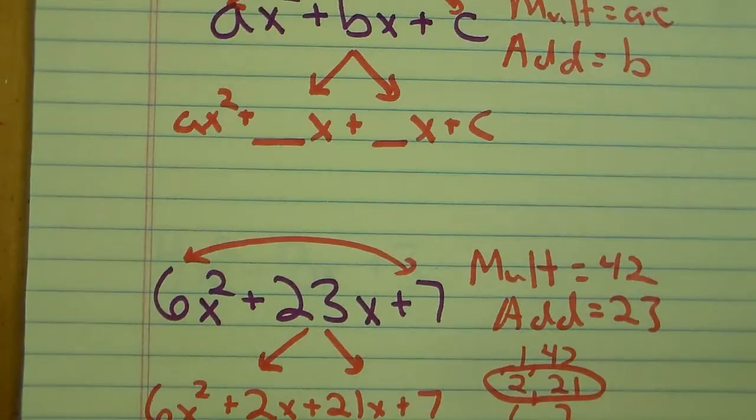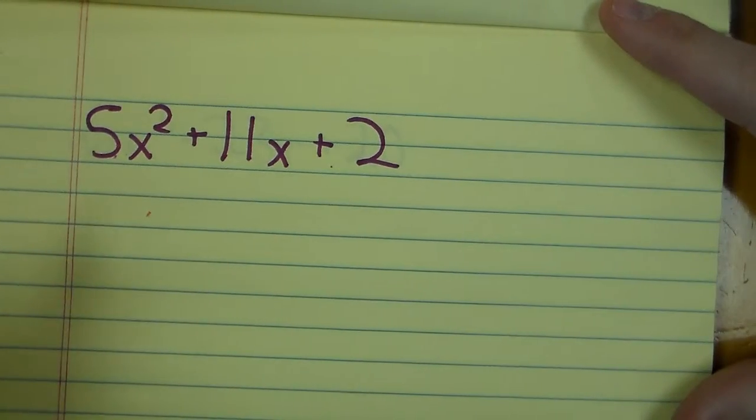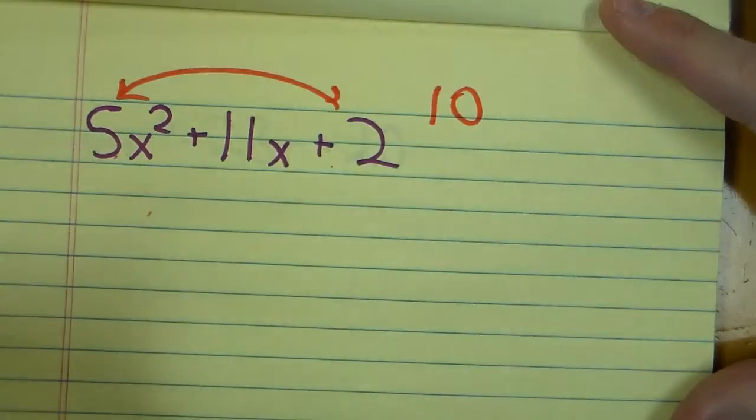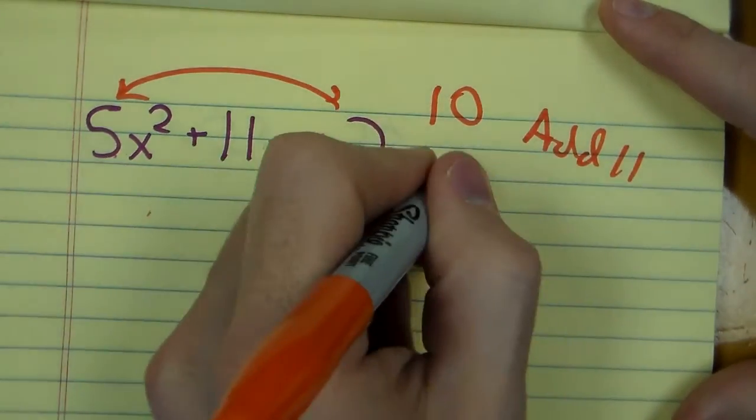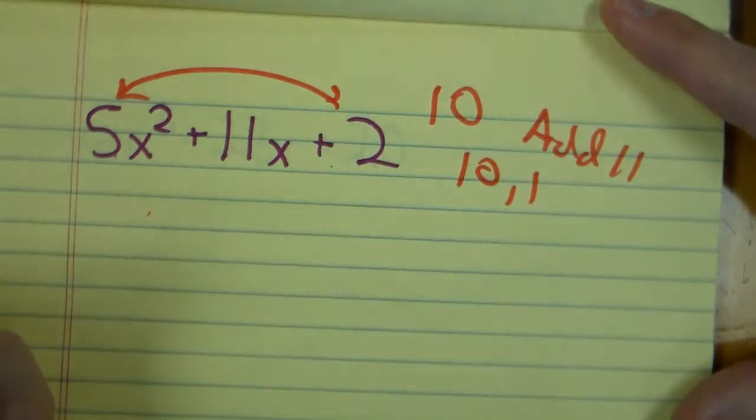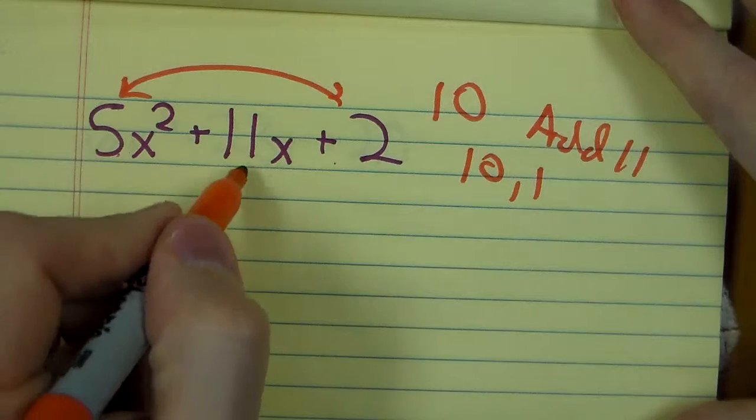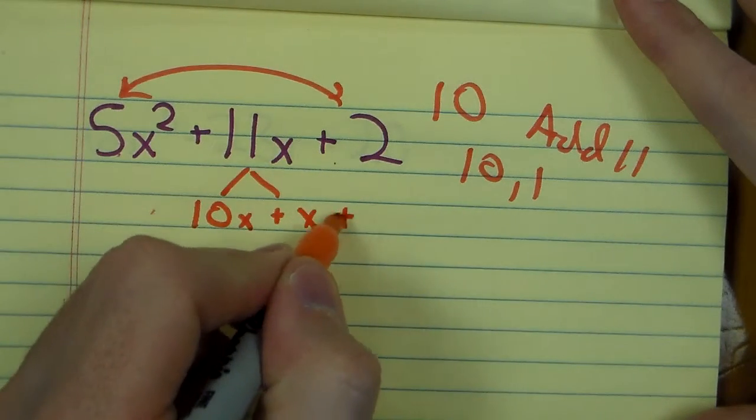Let's do another one. Kind of work our way through building it up. So 5x squared plus 11x plus 2. First thing we look at is we need to multiply to 10. We need to add to 11. So what two numbers will do that? I see 10 and 1 as our good choice. So we're going to take 11x and split it into two parts. That's 10x and 1x, so we can just write an x.